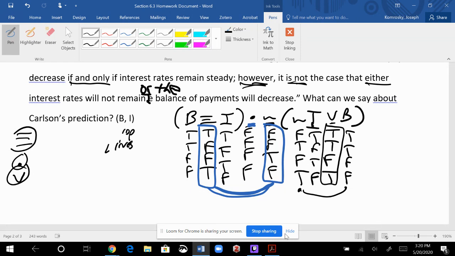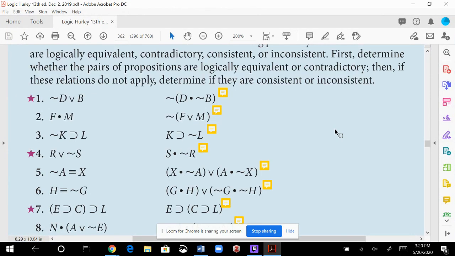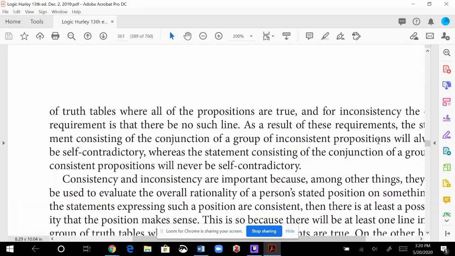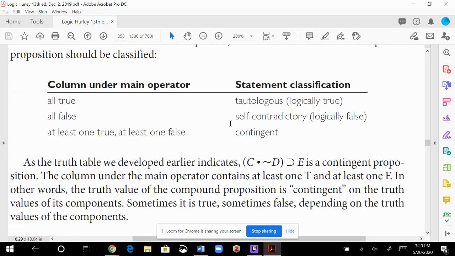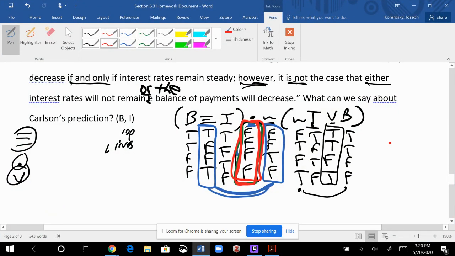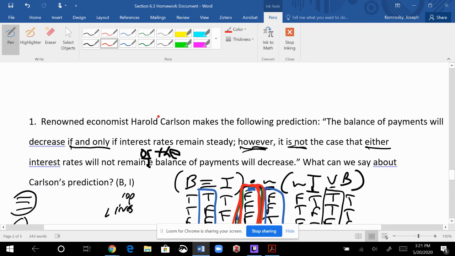So if all the values are, sorry, if all the values, let me use a different color. Let me use a green. Actually, no, let me use a red since they're all false. You know what I'm saying? Just the color for all false. So if they're all false, I can come up here and say, let's go back to, again, this is review. All false: self-contradictory. And if it's self-contradictory, then we just say Carlson's prediction is false, because Carlson was predicting, right?